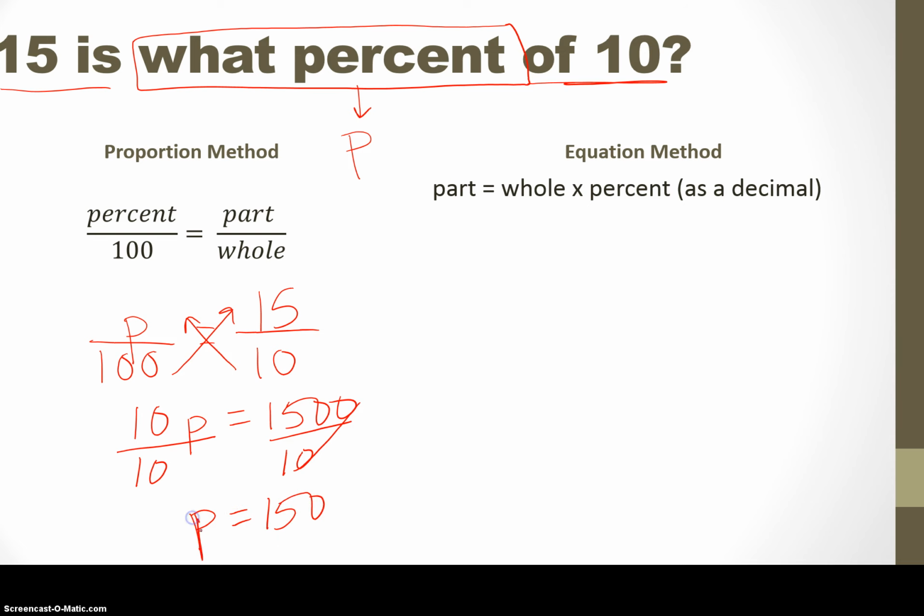And the reason I use a p for percent is so when I get done and my variable is a p, I know I need to have a percent at the end. And when you're using the proportion method, your percent is already there for you. All you have to do is tack on a percent sign.